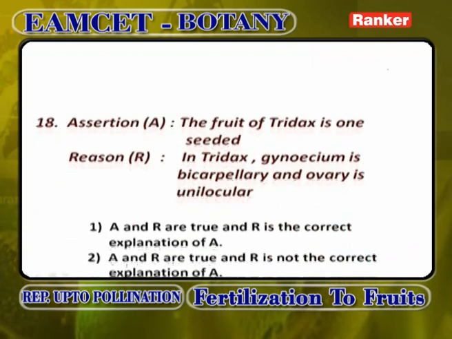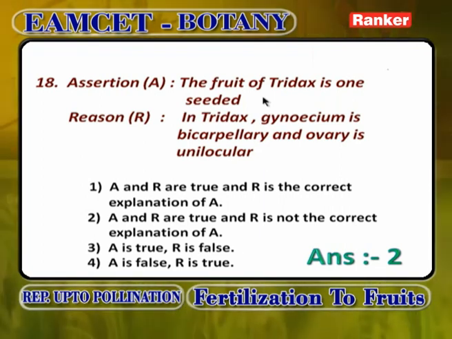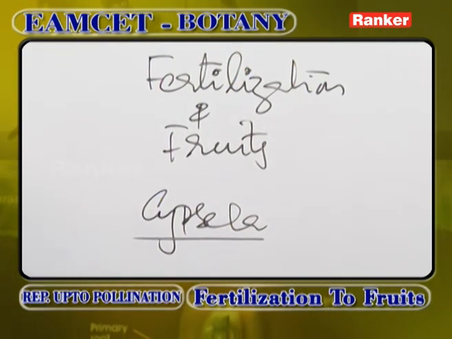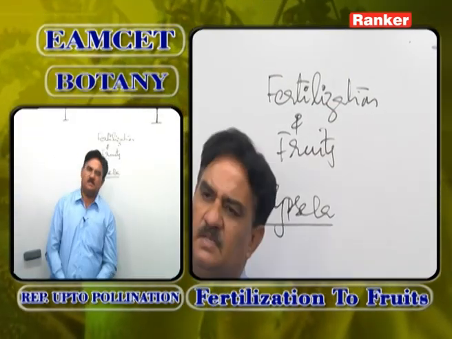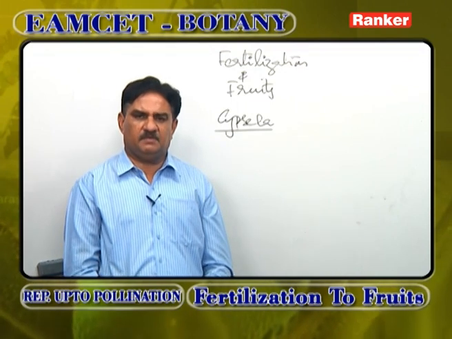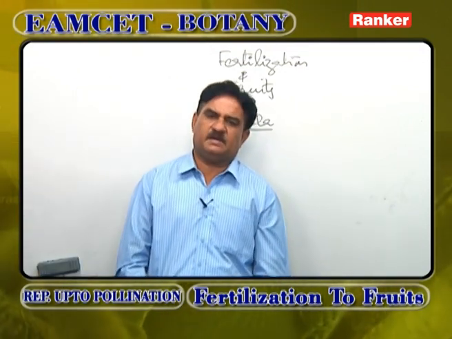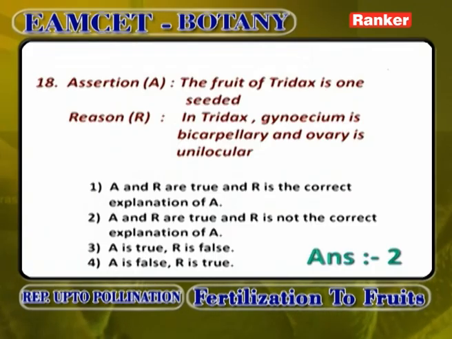Next. The fruit of Tridax is one-seeded. The fruit in Tridax is cypsela. Cypsela is the fruit of the family Asteraceae. It develops from a bicarpellary, syncarpous, unilocular, inferior ovary. The fruit shows persistent hairy pappus that helps in the parachute mechanism of dispersal. So the fruit of Tridax is one-seeded is correct.